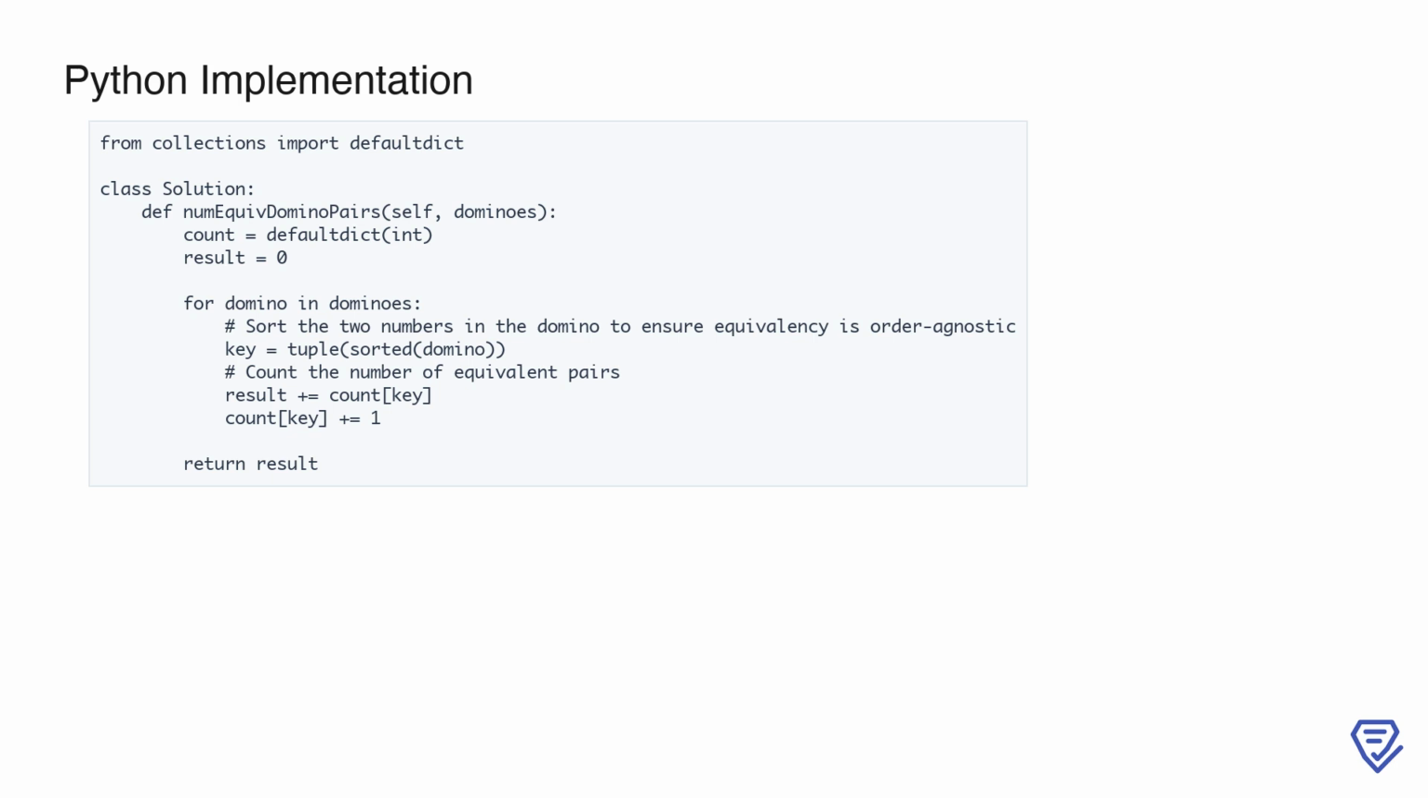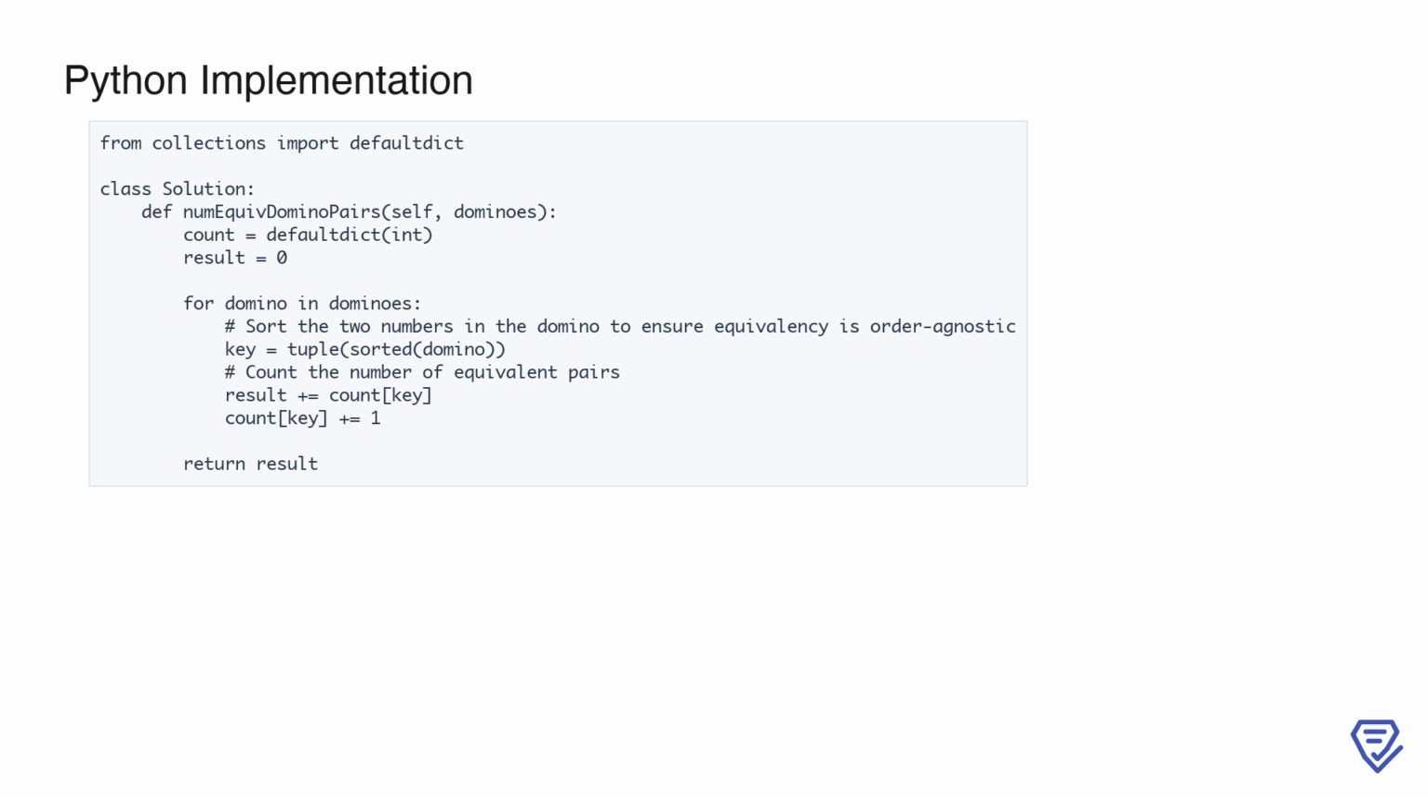Let's break down the code step by step. 1. Importing required module. We use defaultdict from the collections module to handle the frequency count of domino configurations efficiently without initializing keys manually. 2. Defining the method. The numberEquivDominoPairs function accepts a list of dominoes, where each domino is a pair of integers. 3. Using a dictionary for frequency counting, we initialize count as a defaultdict(int), to keep track of how many times each unique domino configuration, a sorted tuple, appears.